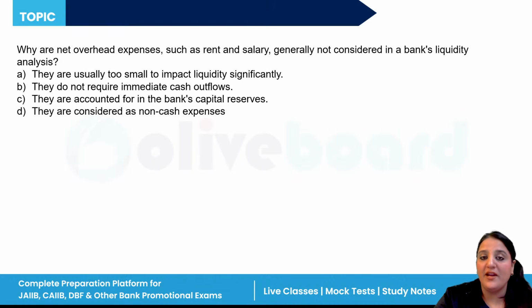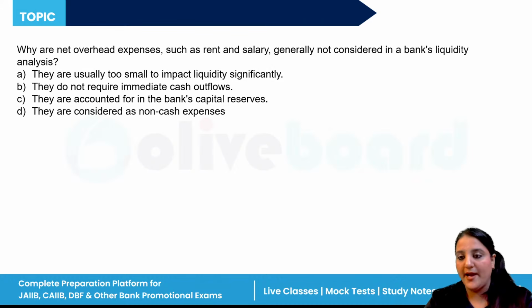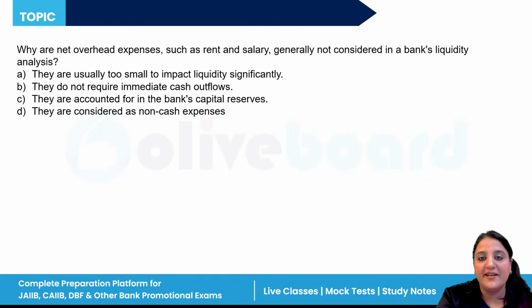Why are net overhead expenses such as rent and salary generally not considered in a bank liquidity analysis? Because net overhead expenses, whether rent or salary, are generally not significant enough to be considered in the bank liquidity analysis, though they can be a source of cash outflows in some cases. So the correct answer is option A. They are usually too small to impact the liquidity significantly. That's why option A is correct.